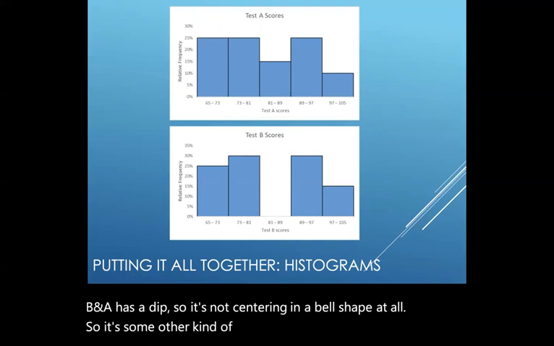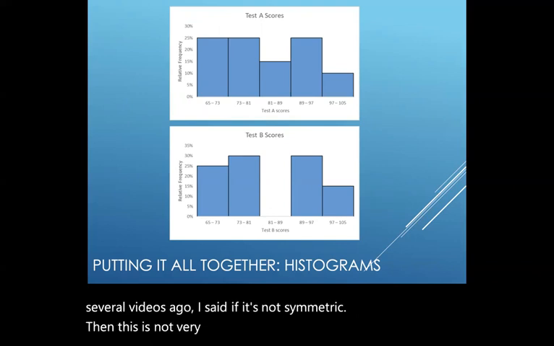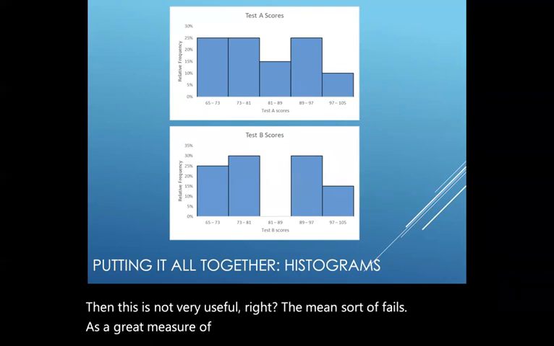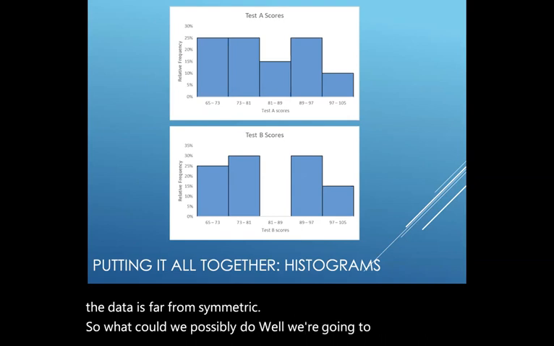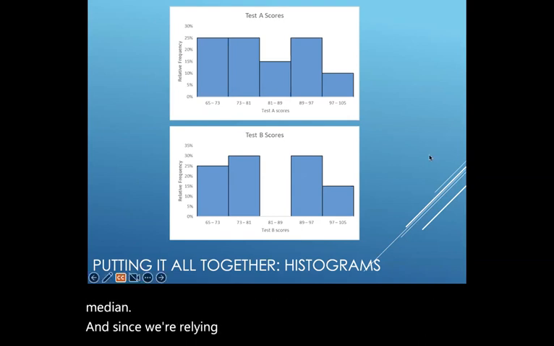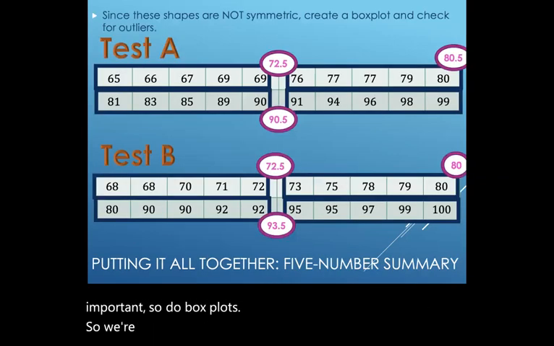And if you recall from several videos ago, I said if it's not symmetric, then this is not very useful, right? The mean sort of fails as a great measure of center because it loses its meaning when the data is far from symmetric. So what could we possibly do? Well, we're going to rely on the median. And since we're relying on the median because of the strange shapes of these distributions, so do box plots. So we're going to set up box plots.